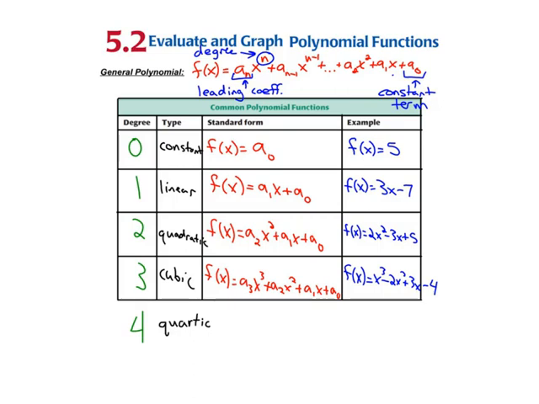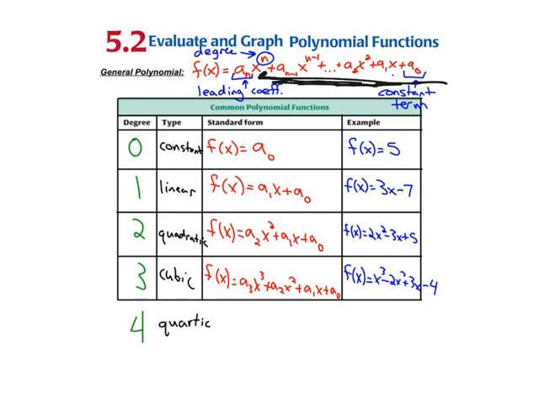Today we are going to evaluate graphs and polynomial functions. First we have to know what polynomial functions are. A leading coefficient is the number in front of the term with the leading degree. And when you write them in order, you should write them in degree from greatest to least.